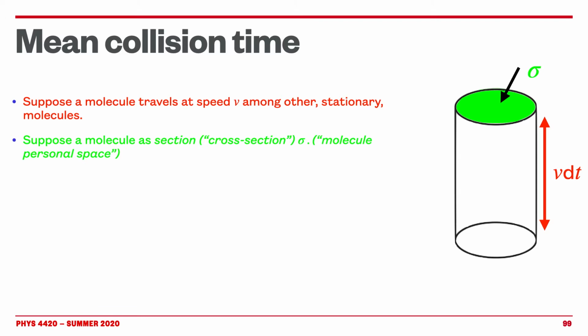Now, of course, that molecule moves at a certain velocity, v. Of course, the velocity is constant because this is between collisions, so there is no transfer of momentum or anything like this.